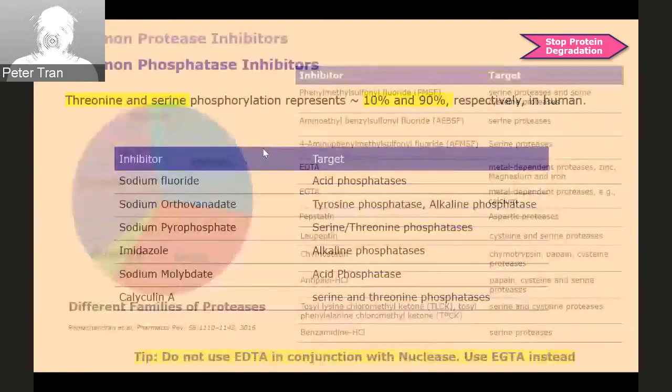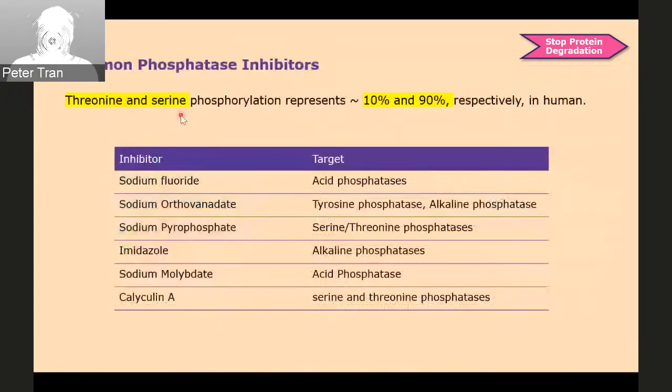And what about the phosphatase inhibitor? The most common targets are threonine and serine phosphatases, present at about 10% and 90% respectively in human samples. The most common inhibitors are sodium orthovanadate, which can inhibit tyrosine phosphatase, or sodium pyrophosphate, which can inhibit serine and threonine phosphatase. When you buy the product, just make sure that you check the composition of the inhibitor, and then you will see how it works, how it inhibits the phosphatase.